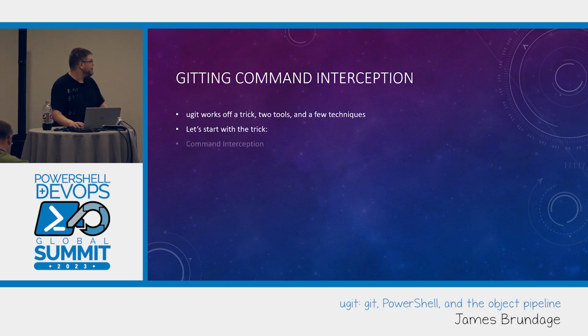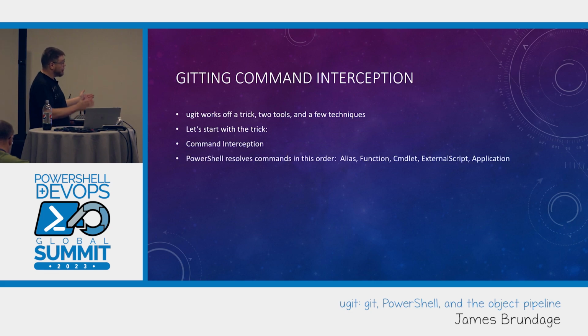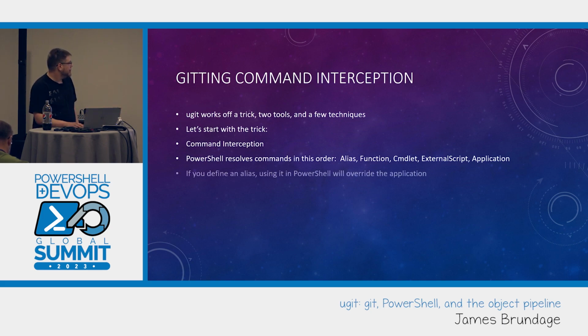The trick is command interception, right? And that is PowerShell will resolve commands alias, function, commandlet, external script application. Git.exe would actually naturally come last. Anything you put ahead of that would override it. If I define an alias, PowerShell will override that application. If I define a function, PowerShell will override that application.